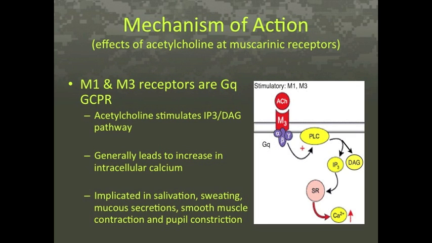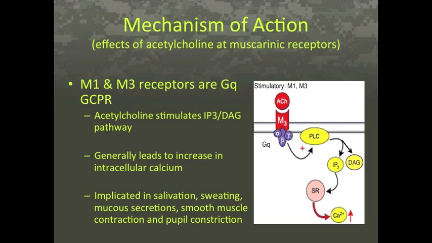As previously mentioned, M1 and M3 receptors are stimulatory Gq G-protein coupled receptors. When acetylcholine binds to these receptors on a cell's surface, it activates a cascade of intracellular responses that ultimately leads to an increase in calcium. As you can see from the diagram on the right, this is achieved by the activation of phospholipase C, or PLC, which cleaves inositol triphosphate, IP3, and diacylglycerol, DAG, from the cell's phospholipid bilayer. IP3 in particular will travel to the sarcoplasmic reticulum and modulate the release of calcium. The released calcium can now participate in a host of physiologic activities including salivation, smooth muscle contraction, and pupil constriction.